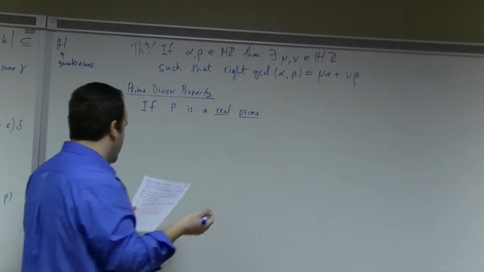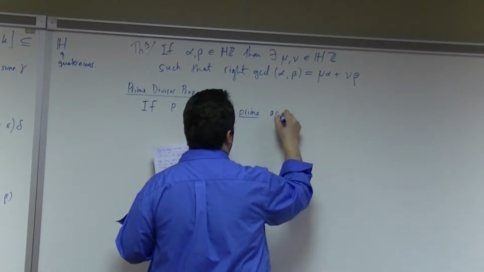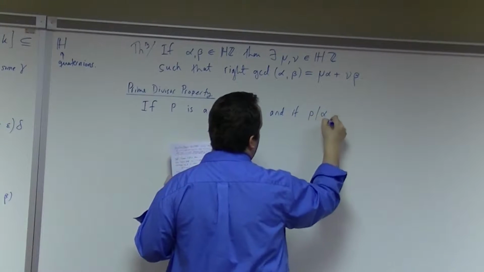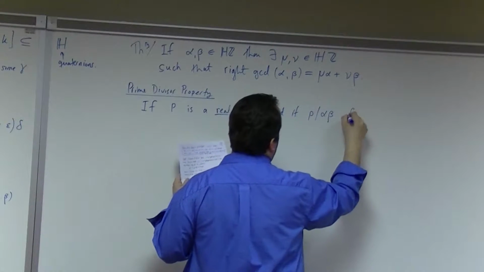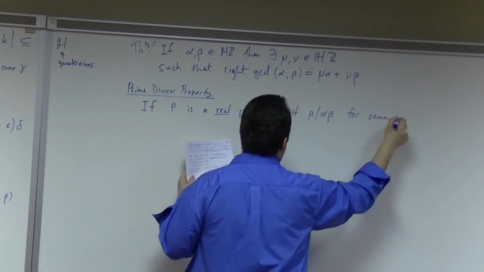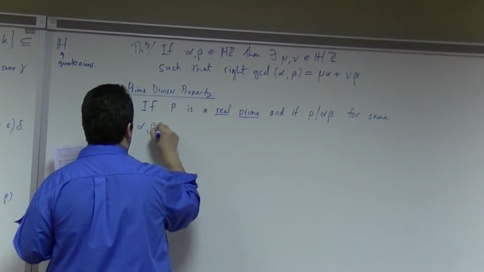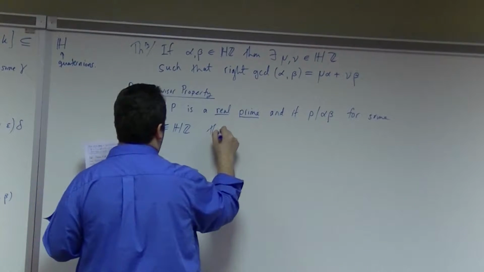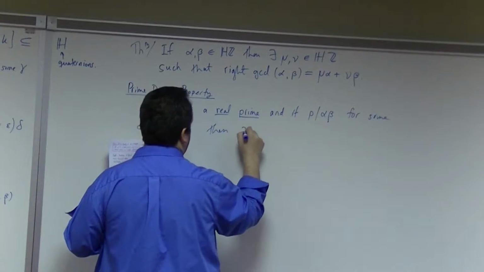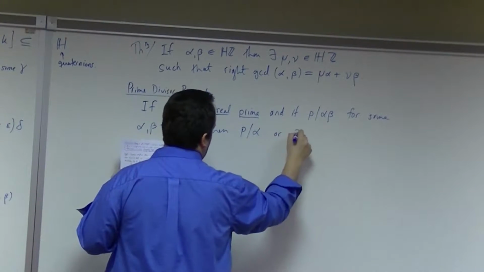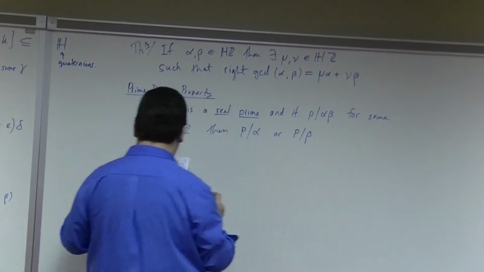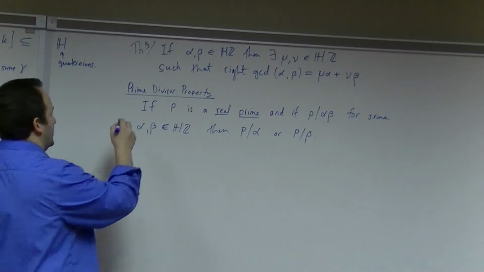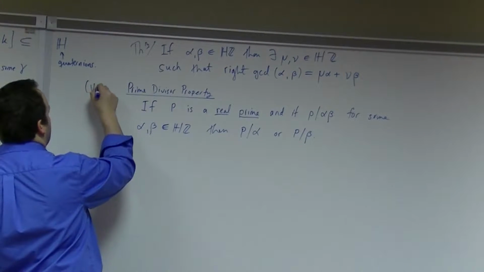This thing. And if P divides alpha beta for some alpha and beta in the Hurwitz integers, right, then P divides alpha or P divides beta. Again, I would say this is a weakened version.